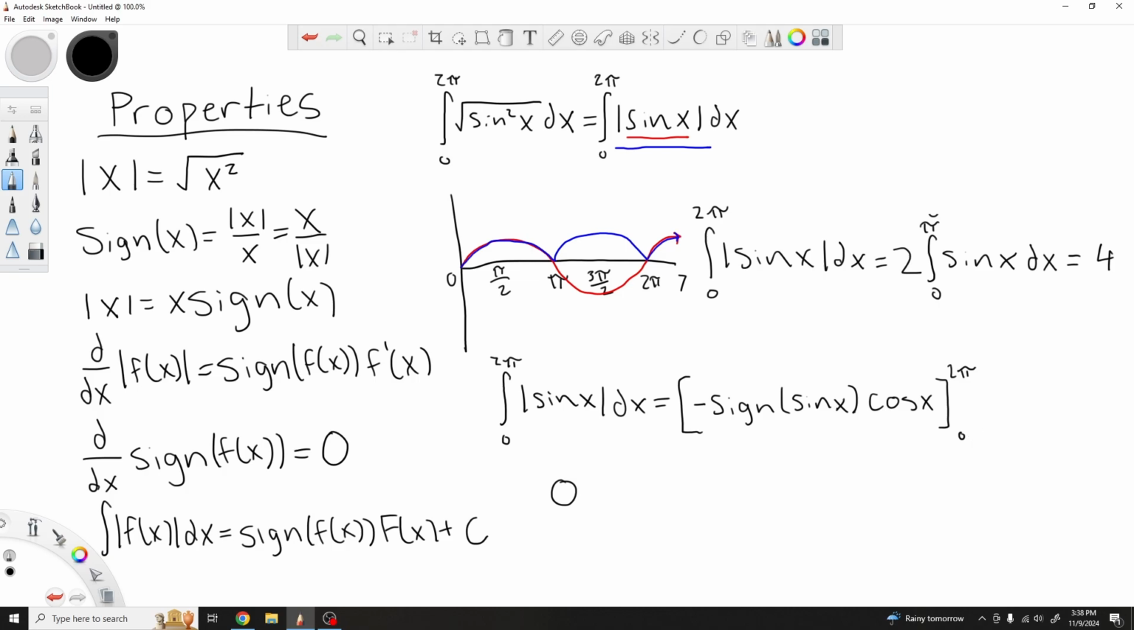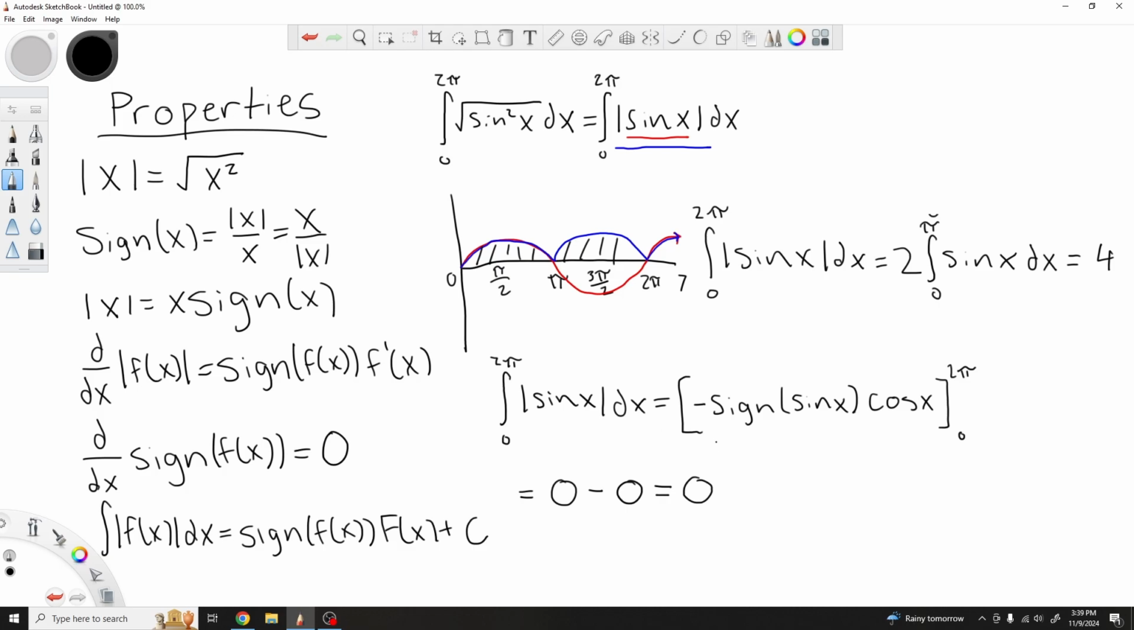0 goes into sine of x. We get 0. The sine of 0 is 0. Cosine of 0 is 1. 0 times 1 is 0. So 0 minus 0 equals 0. But this doesn't make any sense at all. We have positive area once again. So we should have a positive area. But it doesn't seem to be that way when we integrate our absolute value function using the formula.